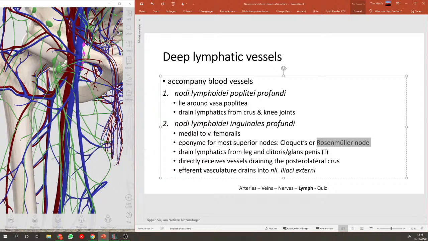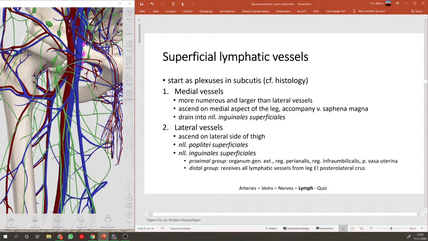Yeah, we can use this one, I guess. So you can find it between the angle of ligamentum inguinale and vena femoralis. This is important, which is why I'm stressing it, because the Cloquet's lymph node you can actually sometimes find. Okay, I hope this is not going to be a mess.